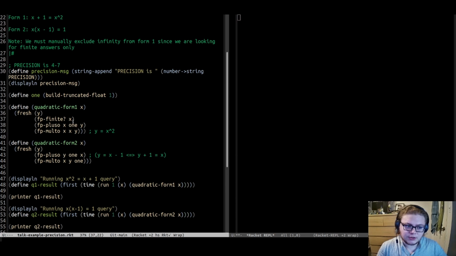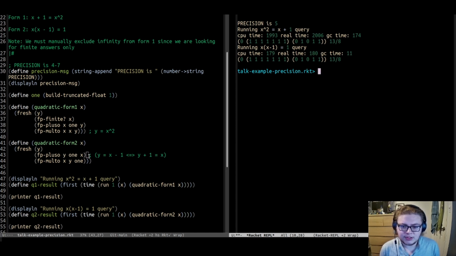So if we substituted infinity for x, we would get infinity plus 1, which is equal to infinity, which is equal to infinity squared, which is true because positive infinity squared is positive infinity. Moving on to the second form, we have x times x minus 1 is equal to 1. Here, I'm just performing a relational trick so that I don't have to define -1. And let's run it. Let's get the first value out.